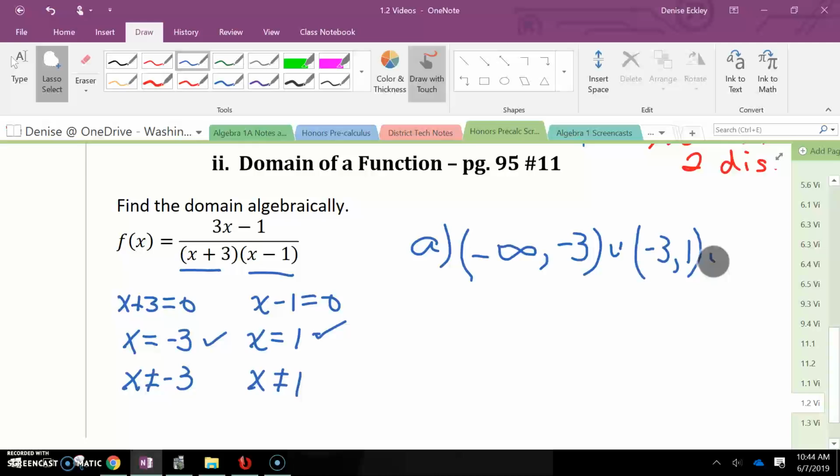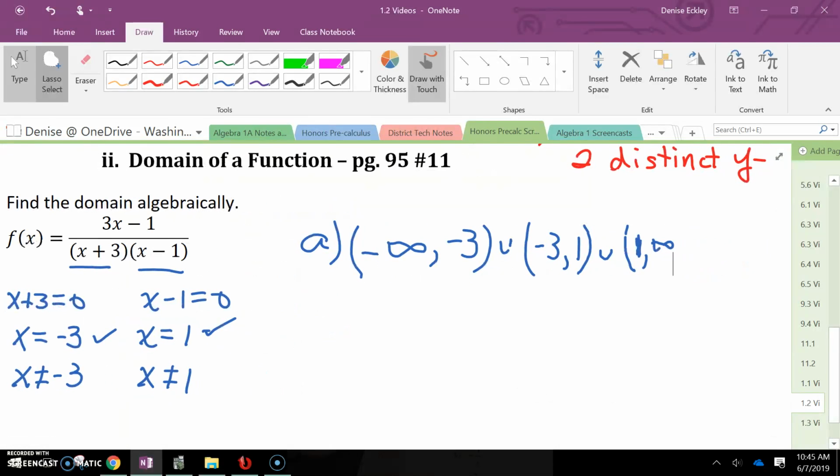And I'm going to join that with all the other values. So there's my union symbol again, open parenthesis for 1, and that was the largest value that I had to exclude, so I can have any other value. So I'm going to go from 1, let me write that a little neater, I'm going to go from 1 to infinity. So that would be our domain in interval notation.